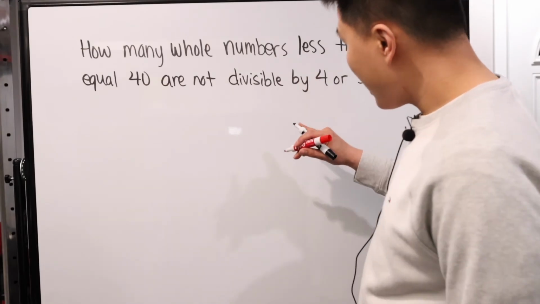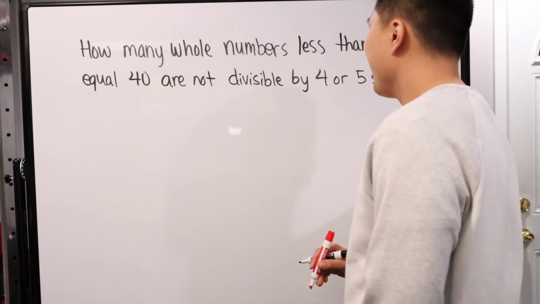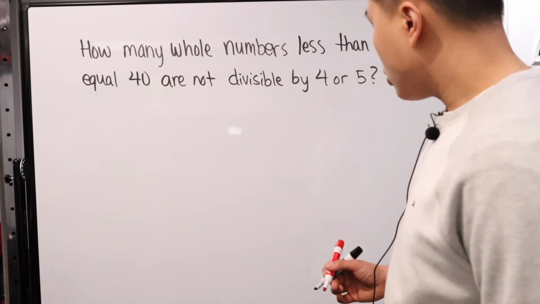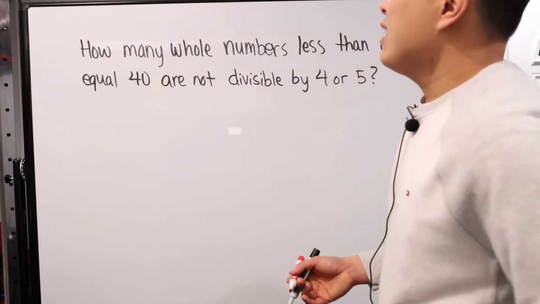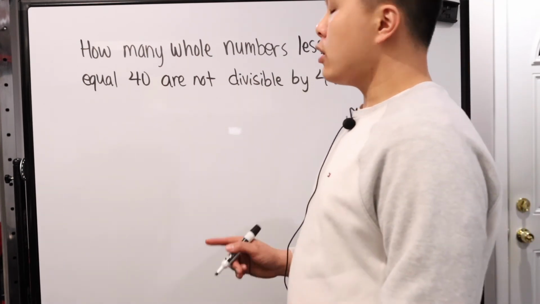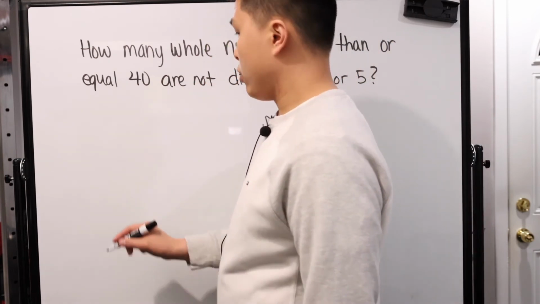All right, let's look at this next one. How many whole numbers less than or equal to 40 are not divisible by 4 or 5? Of course you can count them, and testing whether it can be divisible by 4 or 5, not that great. So what we're going to do, complementary counting. Plain and simple. How many whole numbers are there? 40 of them.